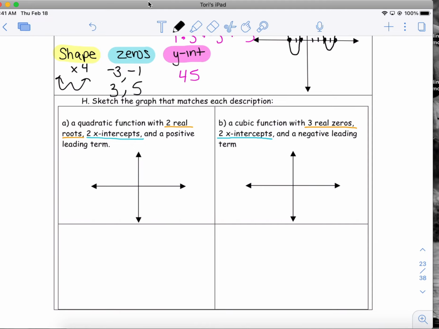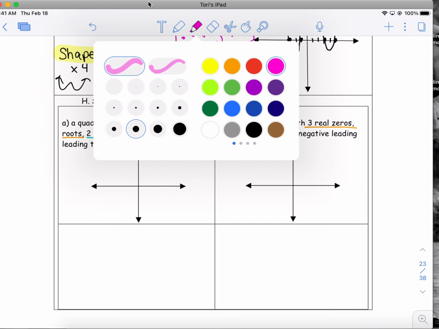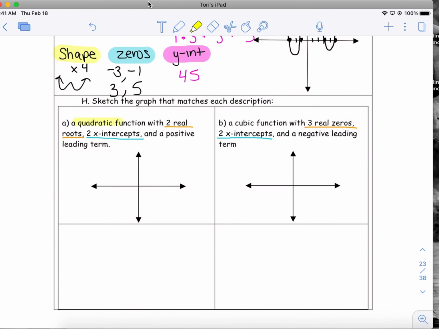The biggest thing I want to point out is just kind of the name shape, so quadratic, thinking of what that looks like. It will tell you if it has a leading coefficient. So quadratic, we know that looks like a parabola. Positive leading coefficient means it's going up. If I look at this one, it says cubic, negative leading coefficient. So if it was positive, it would look like this. Since it's negative, it's going to look like this.